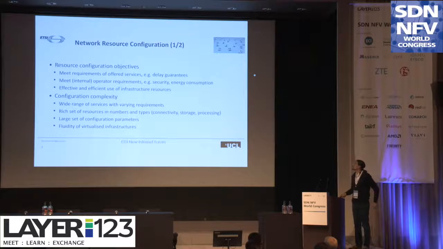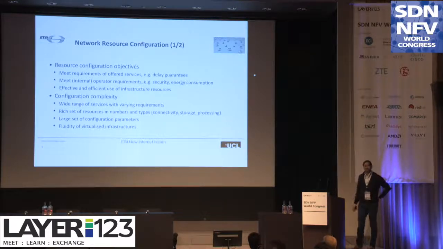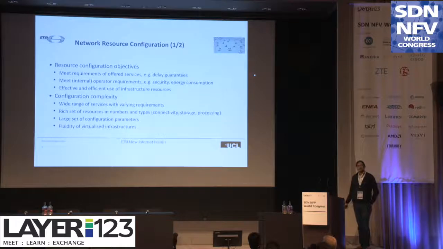So I'm going to first talk about network resource configuration. And the main objectives of resource configuration are first to meet the requirements of the offered services, such as bandwidth and delay guarantees. Secondly, to meet internal operator requirements, such as security and energy consumption, while at the same time achieving effective and efficient use of the infrastructure resources.